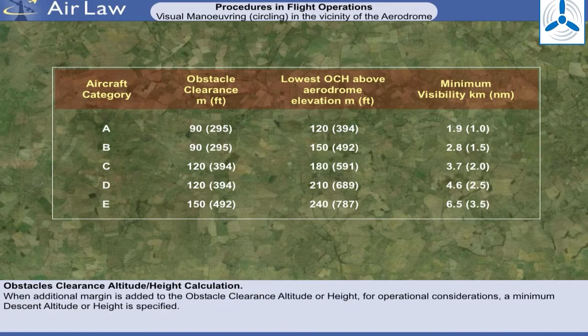When additional margin is added to the obstacle clearance altitude or height for operational considerations, a minimum descent altitude or height is specified. Descent below this limit should not be made until visual reference has been established and can be maintained, the pilot has the landing threshold in sight, the required obstacle clearance can be maintained, and the aircraft is in a position to carry out a landing.